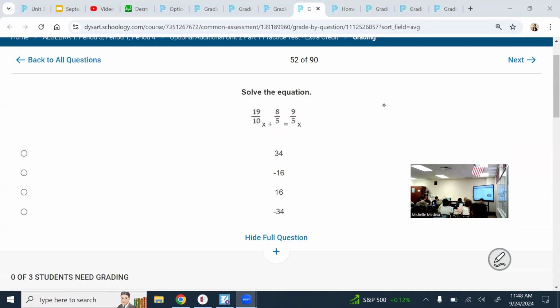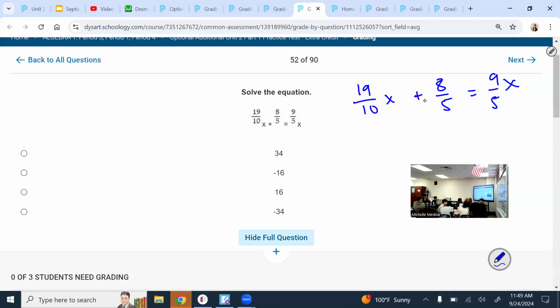So what I would recommend you review is how can I make any fraction not a fraction anymore? What does the fraction bar tell you to do? What's opposite of dividing? So if I want to make any fraction no longer a fraction, I could multiply by the denominator. So look at my denominators that I have here. I have 10, 5, and 5.